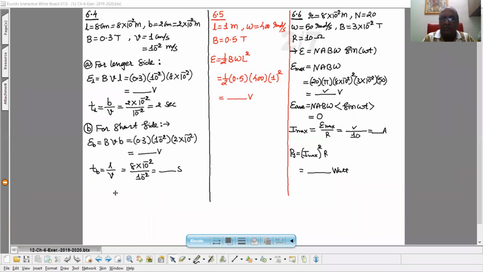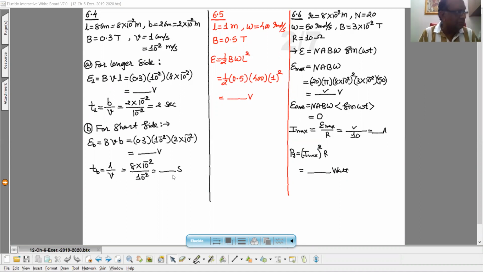Now, when it is moving perpendicular to the breadth, then the time taken by it to come out of the field is equal to length upon speed. Length is 8 into 10 raised to minus 2 divided by 10 raised to minus 2. Your answer will be 8 seconds.